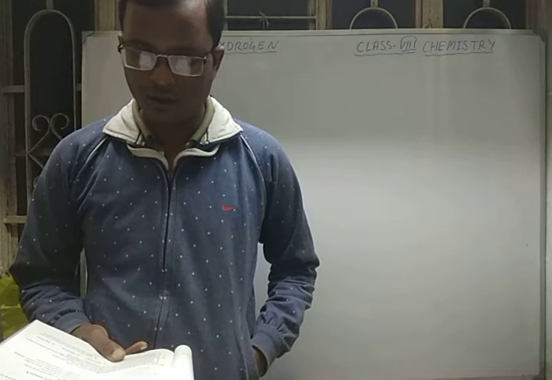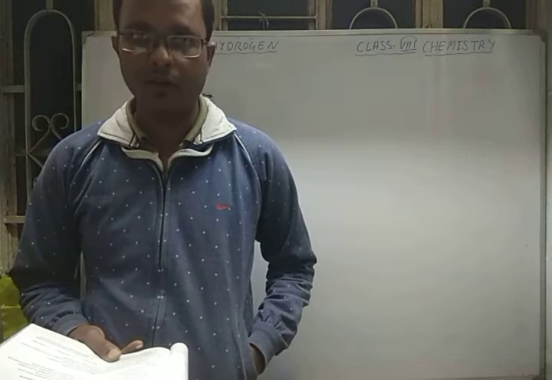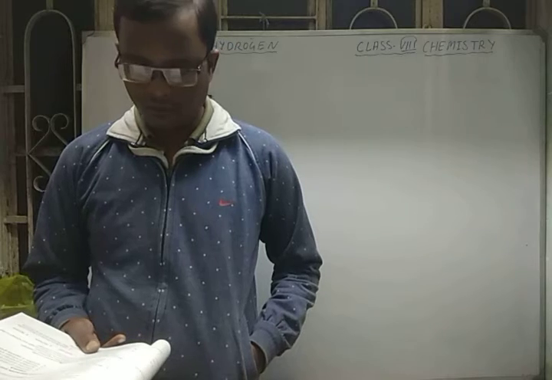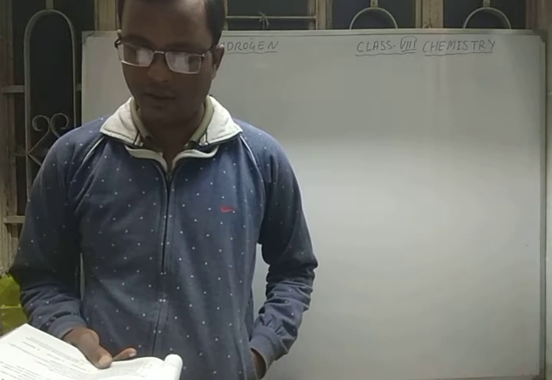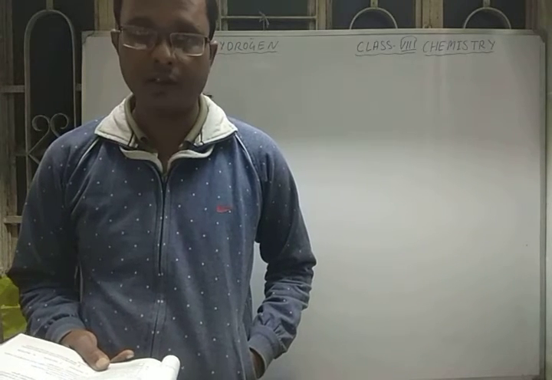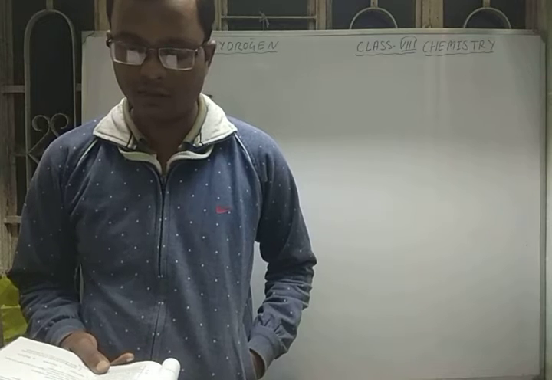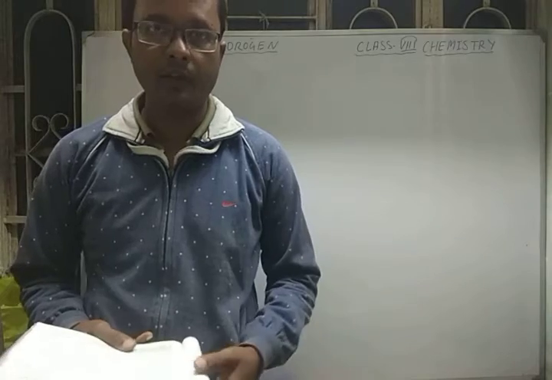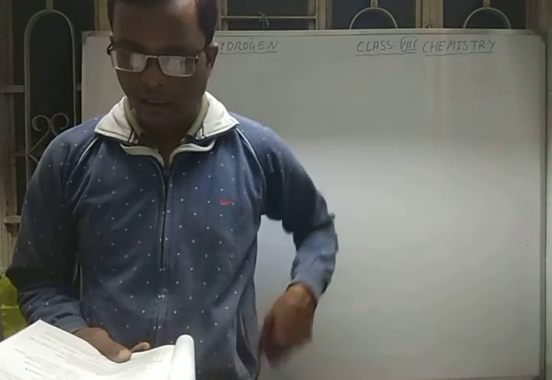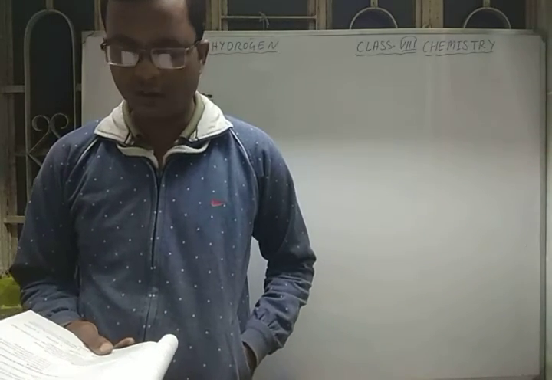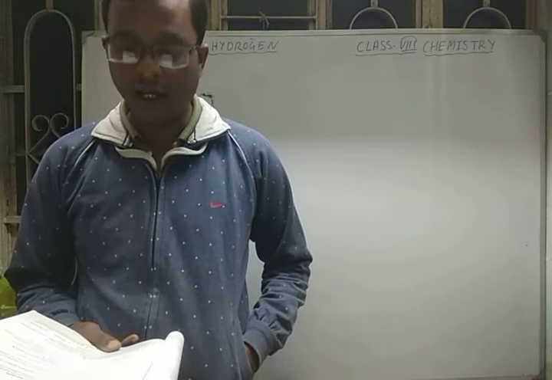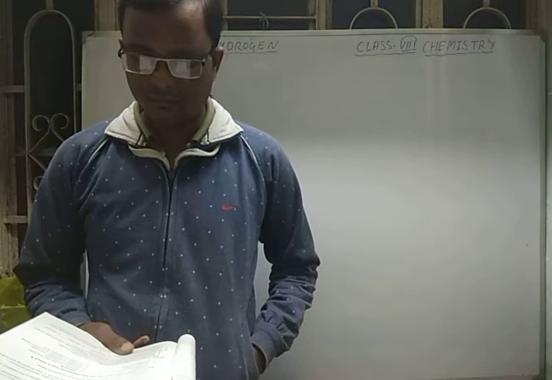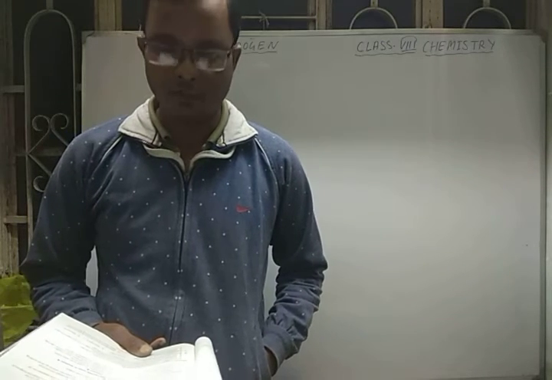Give a reason for each of the following. Hydrogen is collected by downward displacement of water. I have told you already that it is a precautionary measure that we should collect hydrogen by downward displacement of water, because hydrogen is very slightly soluble in water, and hydrogen is very explosive with air. So we use downward displacement of water, not air.